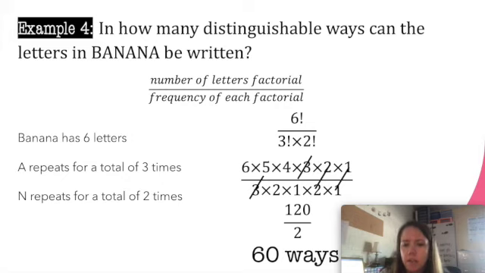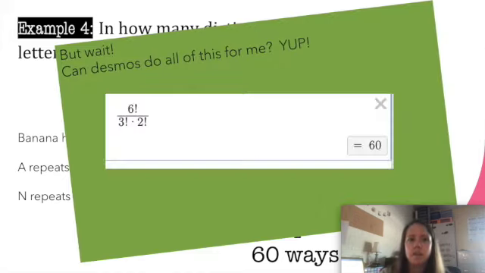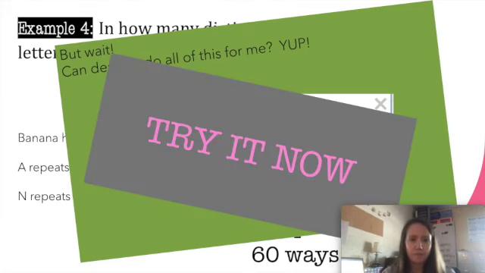Okay, and again, can you use Desmos? Yes, this is what it looks like when you type it in Desmos. The exclamation mark is shift 1, nothing fancy, but make sure to try it. And then this will wrap up the 3.2 notes, so you are ready to move on.